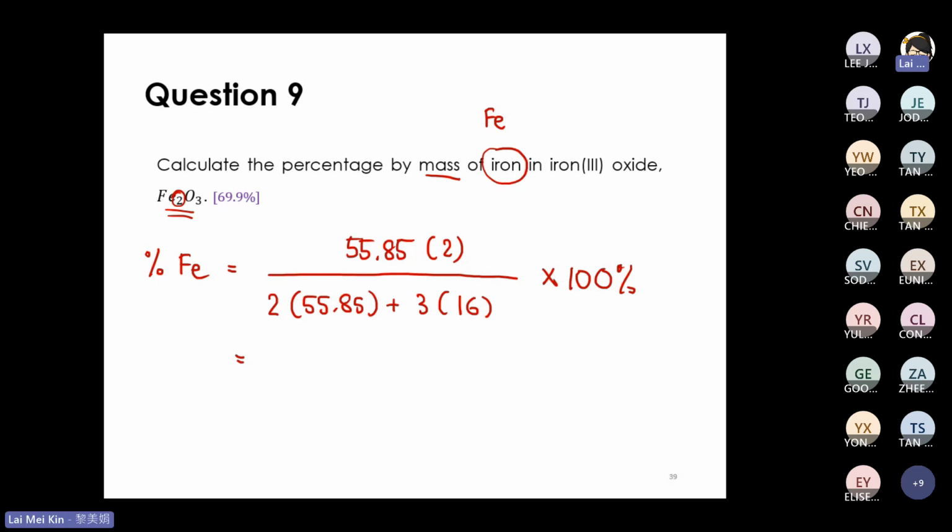Okay, so what do you get? Exactly 69.9? 69.94. Okay. Is that all? The important thing is the percent. Whether you put 69.9 or 69.94, you need the percent.